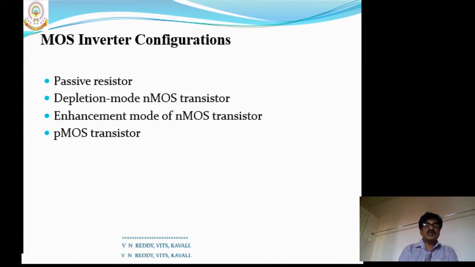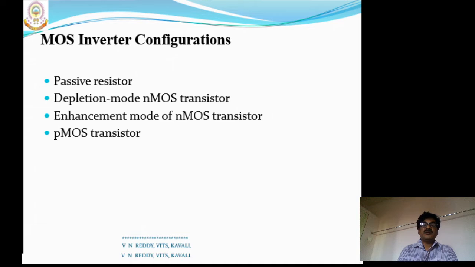Suppose if you use just a resistor as a pull-up device, that is referred to as the passive resistor configuration. Suppose if the pull-up device is a depletion NMOS transistor, that is the depletion mode NMOS transistor configuration. In case of enhancement mode NMOS transistor, the pull-up device is an enhancement NMOS transistor. In case of PMOS transistor configuration, the pull-up device is a PMOS transistor. So let us see each and every configuration.